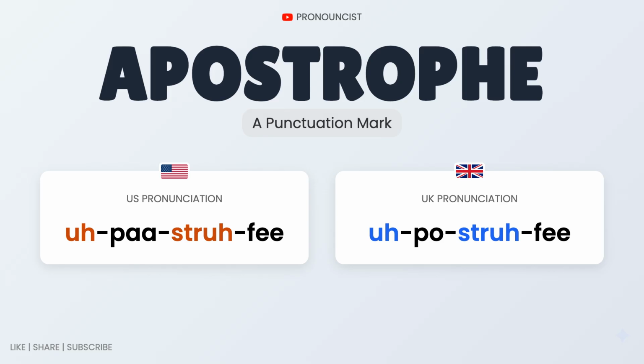Apostrophe, apostrophe. U.S. pa, U.K. po. Same rest. Practice repeatedly and you'll soon be able to say this word perfectly. The best way to practice is to repeat the syllable multiple times. The meaning of the word is a punctuation mark. Try repeating this word several times to improve your pronunciation.